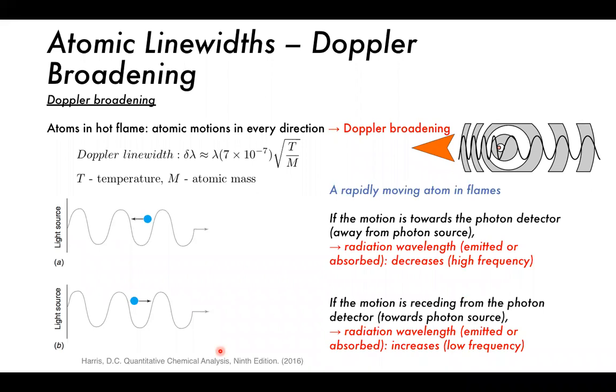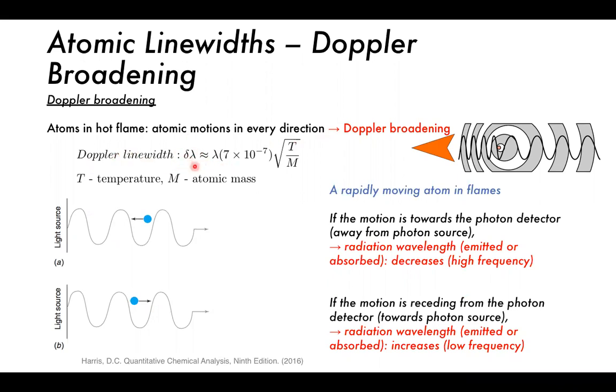Atomic line widths, then Doppler broadening. What is Doppler broadening? It's really dependent on the observer position with regards to the sample and the direction that it's traveling. So for example, atoms in the hot flame have atomic motions in every direction. They're moving towards the detector, they're moving away from the detector, they're moving in an untold number of directions. So the Doppler line width broadening can be described as here.